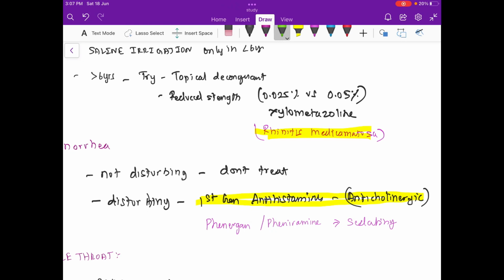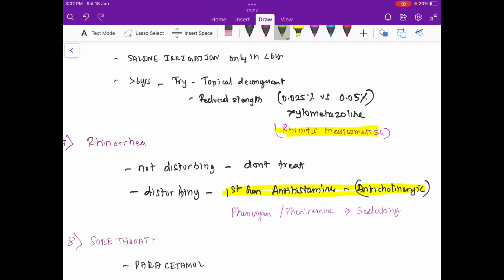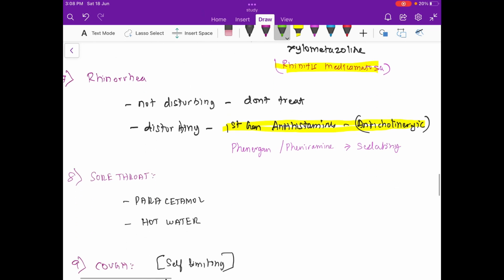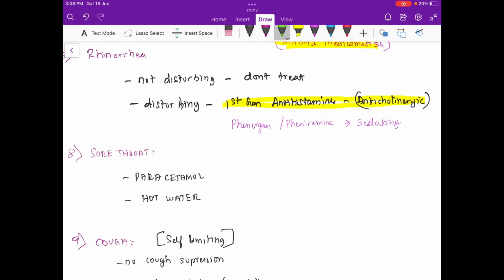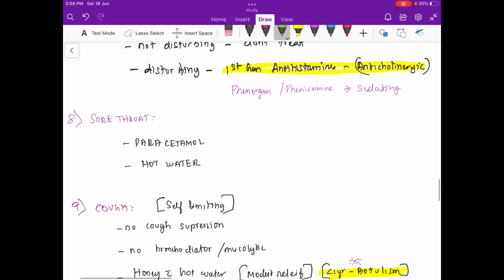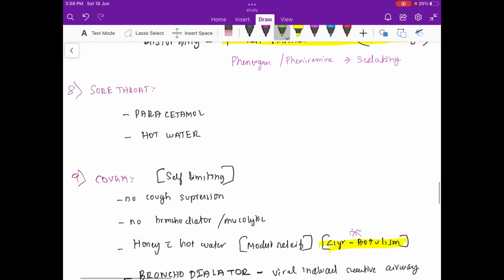The second generation antihistaminics are generally cetirizine, fexofenadine. Those types of drugs are non-sedating, but as such for treating rhinorrhea, they are not as effective as the first generation antihistaminics, but you do find clinicians using second generation antihistaminics for treating common cold. Sore throat, just hot water drinking and paracetamol will help. Cough. Cough is a self-limiting episode in a pure upper respiratory tract infection.